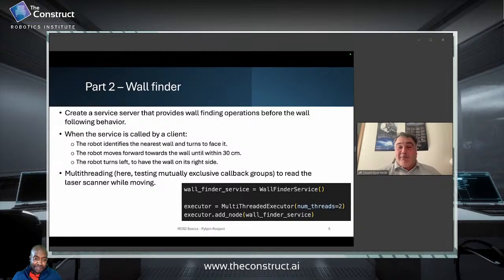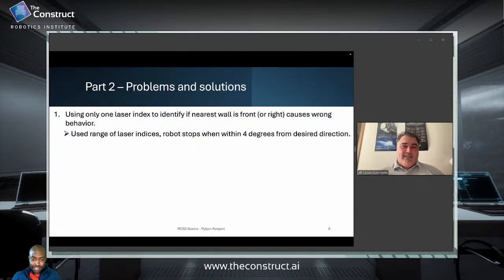Second part, the wall finder, which is a service server that makes the robot identify the nearest wall, turn to face it, move towards the wall until within 30 centimeters, and then turn to align with the wall on the right side. Here I started using multi-threading, and I wanted to test both ways to do multi-threading. In this one, I'm using exclusive callback groups, which allows me to read the laser scanner while moving. Okay, I see. And even here, a couple of problems.